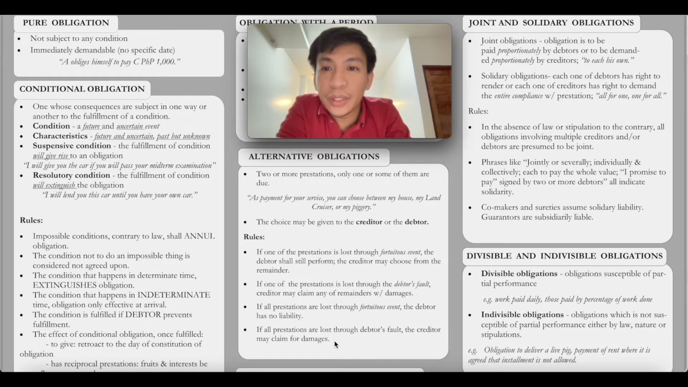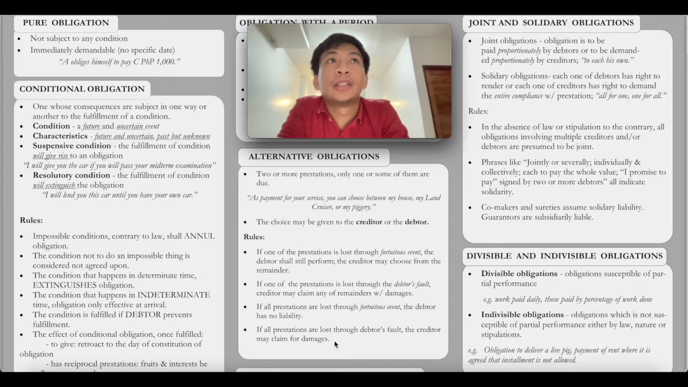Now, ang rules dito when it comes to joint and solidary obligations is kapag walang batas or kapag walang stipulation sa kontrata or whatever, lahat ng obligation ay kino-consider na joint. Okay. Let's read this. In the absence of law or stipulation to the contrary, obligations involving multiple creditors and or multiple debtors are presumed to be joint. Okay. Kung wala na pag-usapan na solidary siya, ang assumption ng batas ay it is joint. Okay?